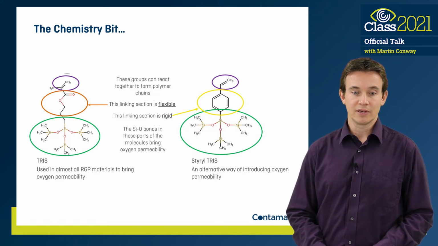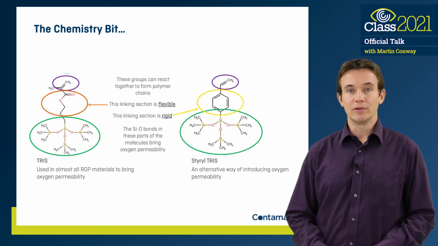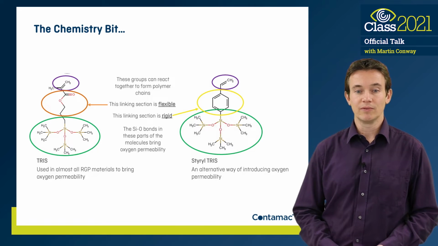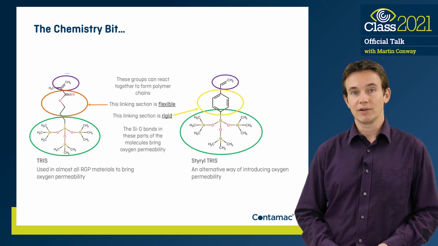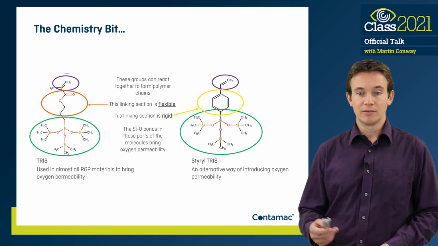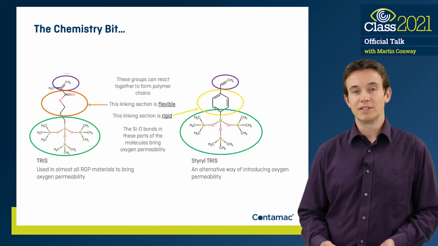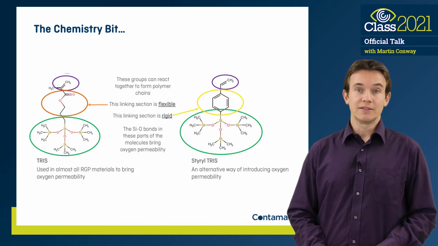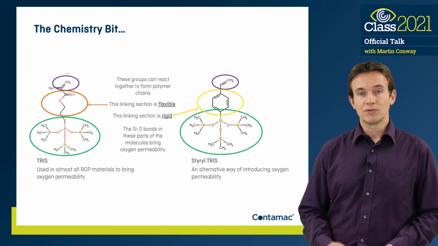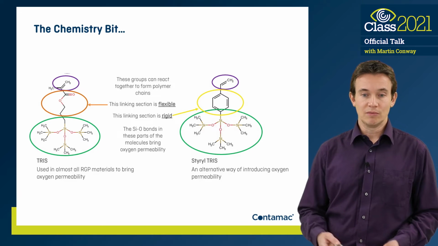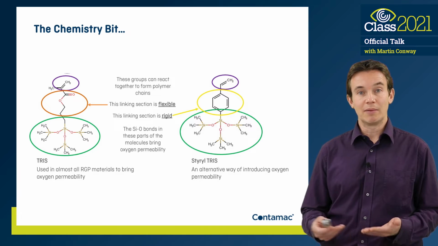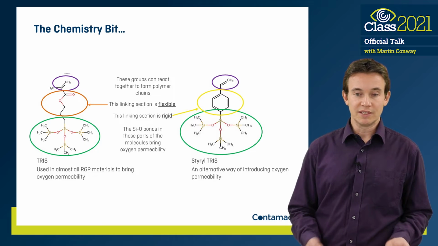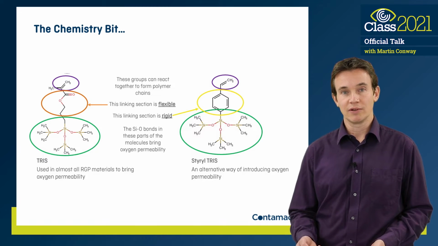In the middle region in tris, we have a series of bonds between carbon and oxygen atoms, and each of these bonds can rotate, and that makes the tris molecule flexible. In contrast, with styryl tris, the linking group between the top and the bottom parts of the molecule is a benzene ring, which is a very rigid group, and this brings rigidity to the styryl tris molecule. Importantly, these differences in molecular properties also transfer to material properties when these two species are polymerized into a contact lens plastic. So we can see a difference in rigidity between materials made with tris and made with styryl tris.